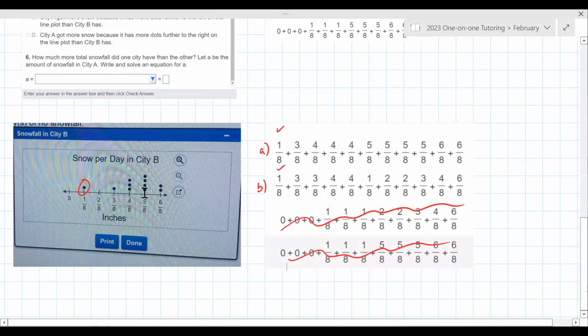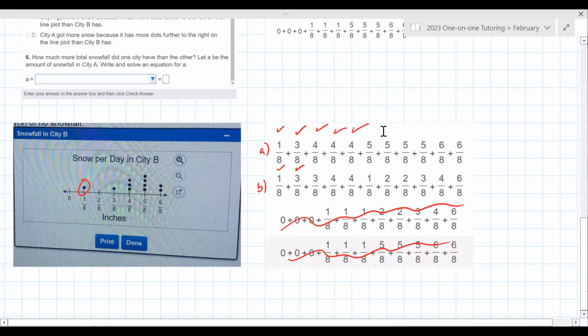Yes. What's the next number in the list? What's the next snowfall in the list? What is this number above? 3/8. So do you say that they both have a 3/8 in the list? Yes. Now, what's the next number? That's 4/8. How many 4/8 are there? 3. Okay, so there's 1, 2, 3 there.